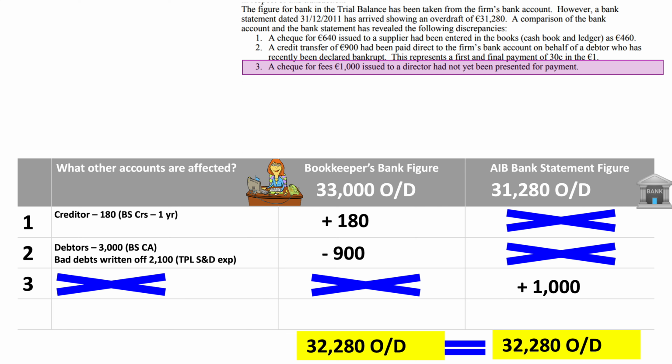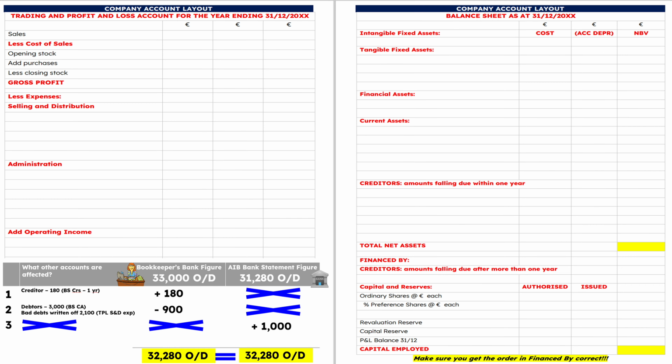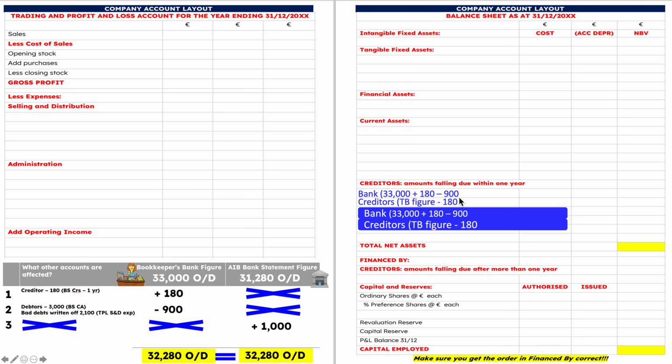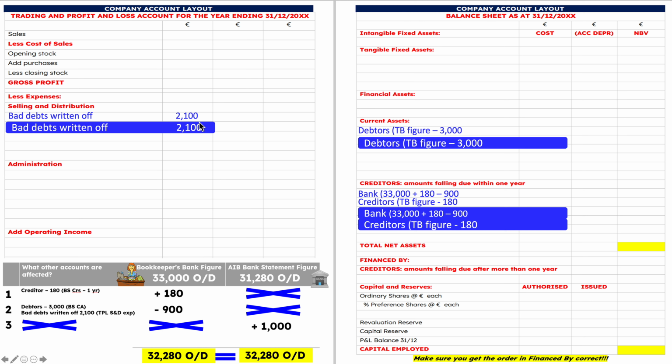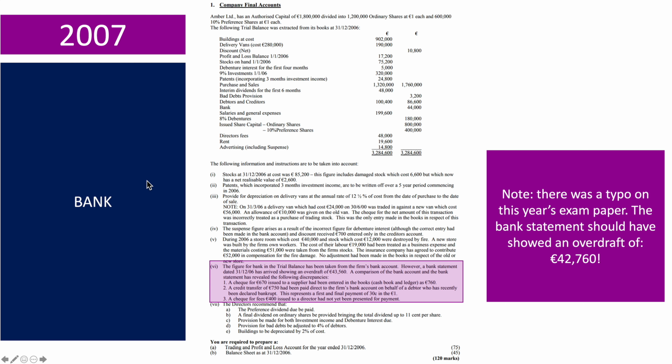So then overall we've got €32,280 overdraft there. How's it going to look in the accounts then? We've got our overdraft here, 33,000 plus 180 minus 900. Then we have creditor minus 180. We've got debtors minus 3,000, and we have bad debts written off, 2,100 in the selling and distribution expenses. And that is that year done.